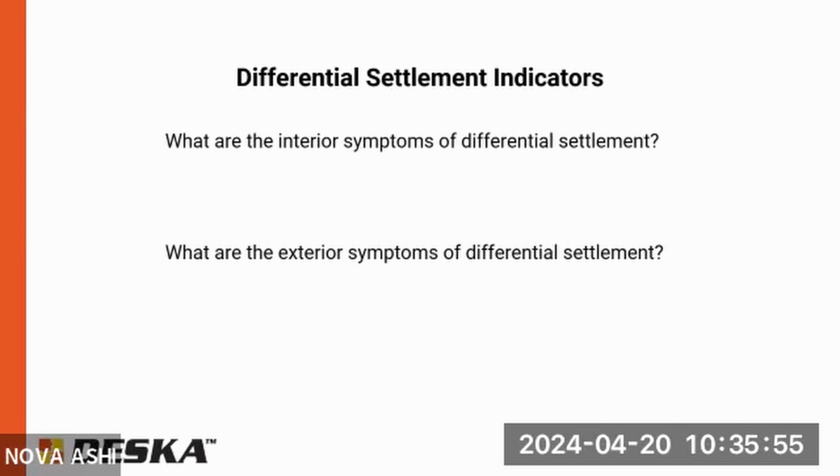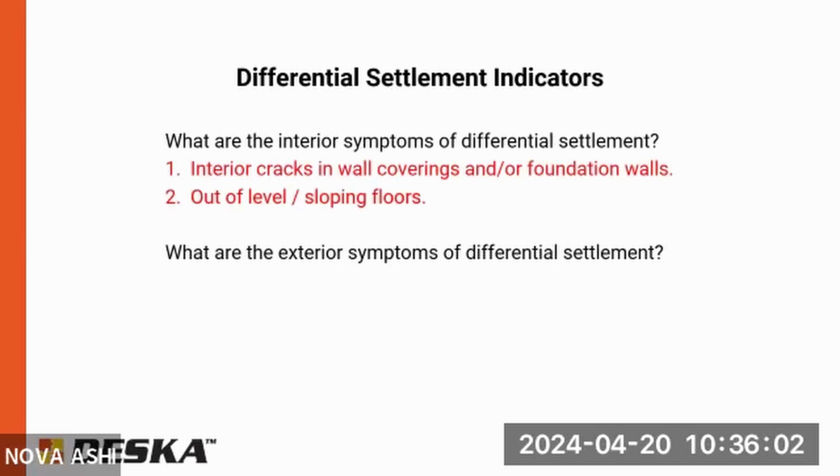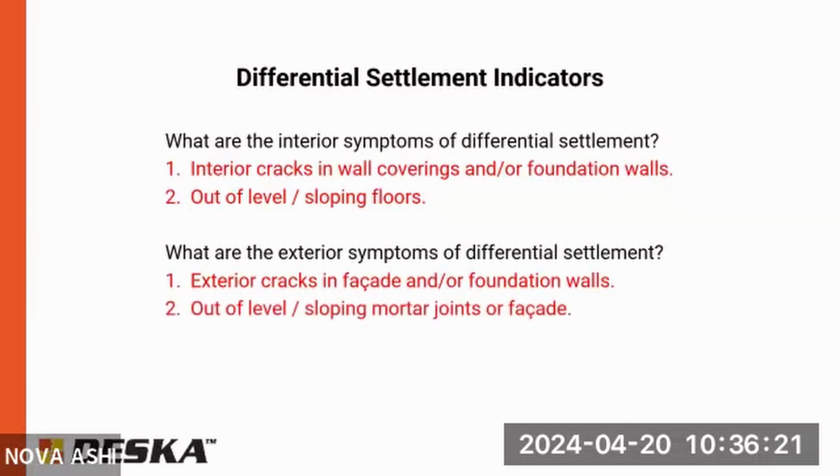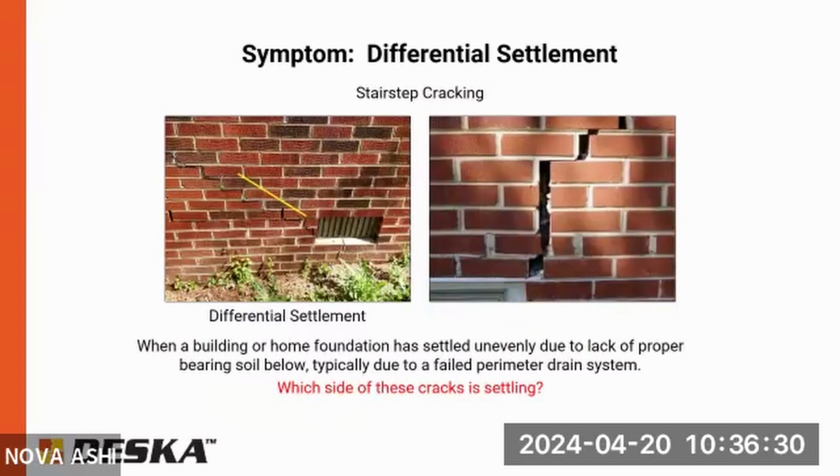So differential settlement indicators is kind of a quick review. Interior symptoms: cracks in the walls, obviously, and out of level or sloping floors. Exterior symptoms: cracks in the facade or foundation walls. Sometimes you can't see the foundation walls, as they're below grade. Sometimes you might have a vinyl siding facade, and you're not really going to see too much cracking in that. And then out of level or sloping mortar joints in the facade. Again, if it's siding, there's not going to be a whole lot to see. In terms of the trend lines with the stair step cracking, it gives you an idea of what might be going on. It's not 100%, but it's usually correct.